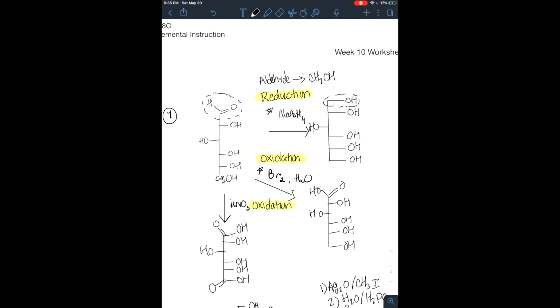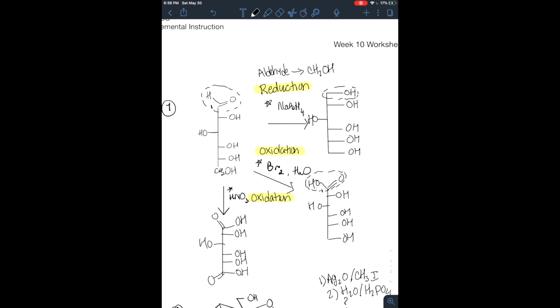They're both oxidation, but what makes each one unique is the fact that for the Br2 oxidation, we only oxidize the aldehyde. So this carbon 1 is an aldehyde, and we see that when we react it with the reagent Br2 H2O, we form a carboxylic acid only on carbon number 1. Whereas for HNO3, we form carboxylic acids on both ends. So we have it on carbon 1 and also on carbon 6.